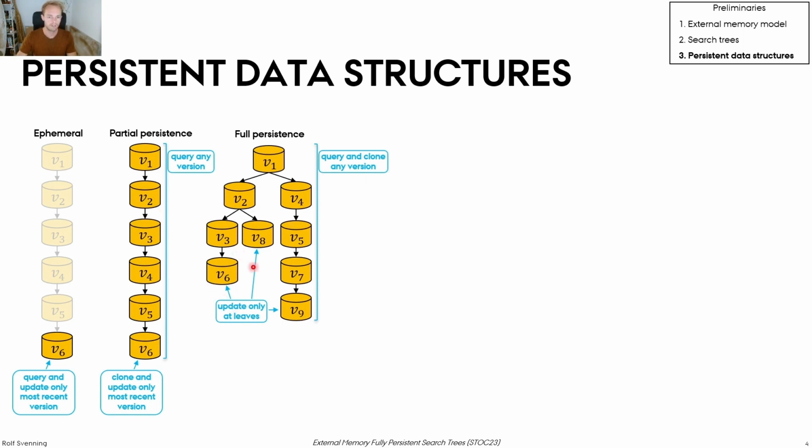And updates are still only allowed to be performed at the leaves. If you could, for example, perform an update at some version that already has descendants, well, the update to this version would somehow have to also propagate to all the descendants, and this is also not allowed for full persistence.